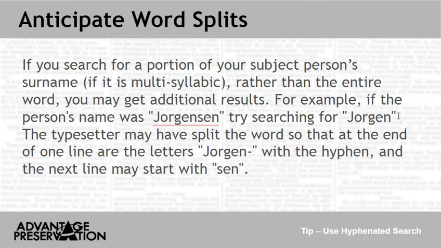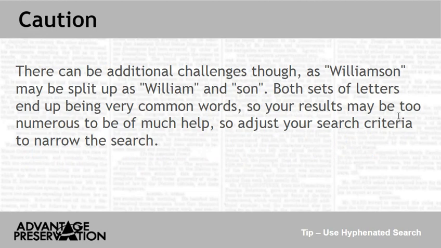Now that is somewhat difficult sometimes, especially with very common words. So like the word Williamson, if you split that up, it's going to be probably William and son. Well, those are pretty common words, so that's probably not going to help you much. So if you were going to split it up to where you did a search for William hyphen or S-O-N, you're going to want to add some other criteria to your search to narrow the search down. So you need to be careful about that.